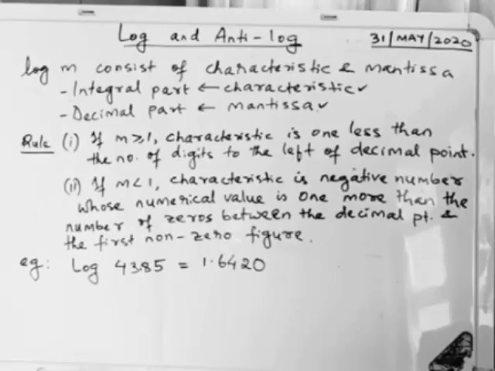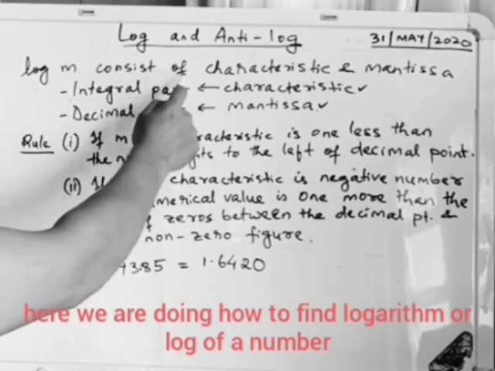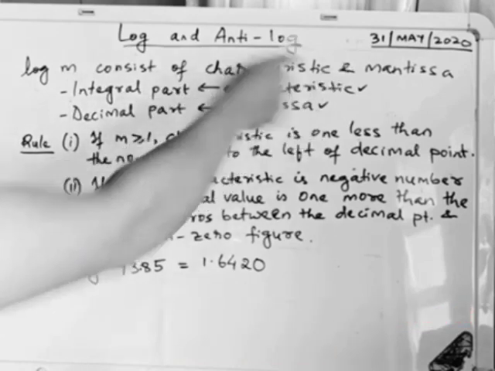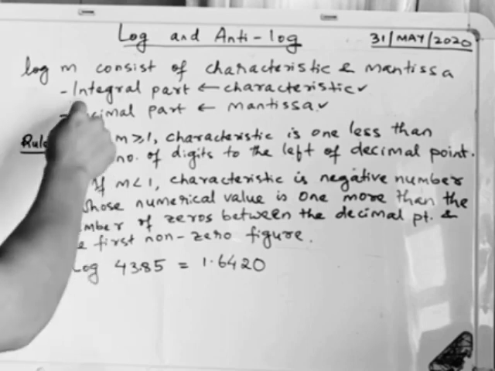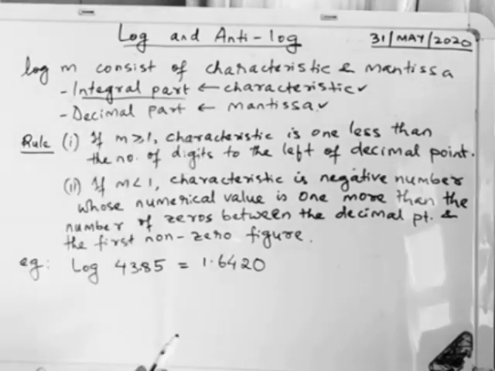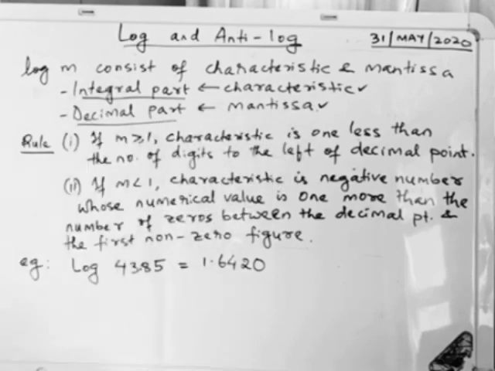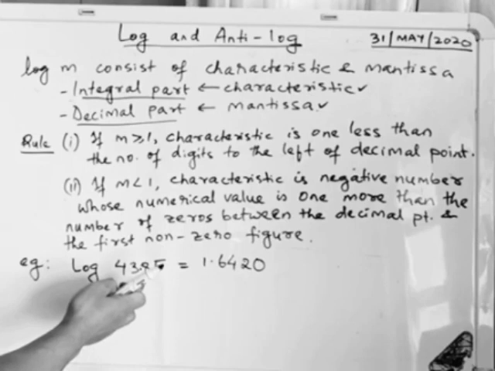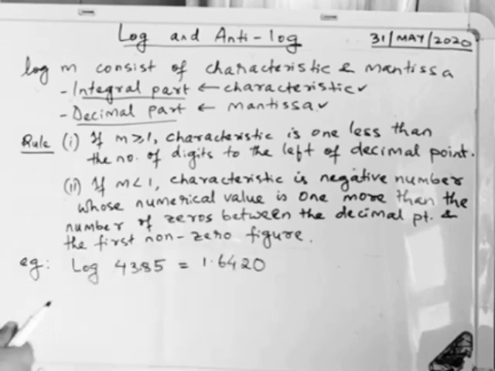To look at the log and antilog table, what we have to know is, first, log m consists of characteristic and mantissa. Which one is characteristic? Characteristic is the integral part. And which one is mantissa? Mantissa is the decimal part. Here I have already calculated log 43.85 equal to 1.6420. Don't worry, I'll come to this after explaining all this.